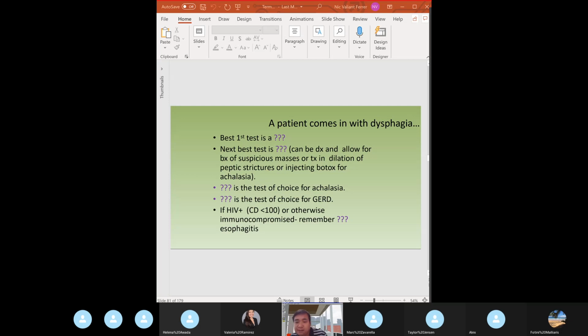If you're HIV positive or otherwise immunocompromised, remember what kind of esophagitis can you have? Candida. What can we see in Candida esophagitis? White plaques, right? CMV, what kind of ulcer can we see in CMV? Linear ulcer. HSV, what kind of ulcer can we see? Punch out ulcer.